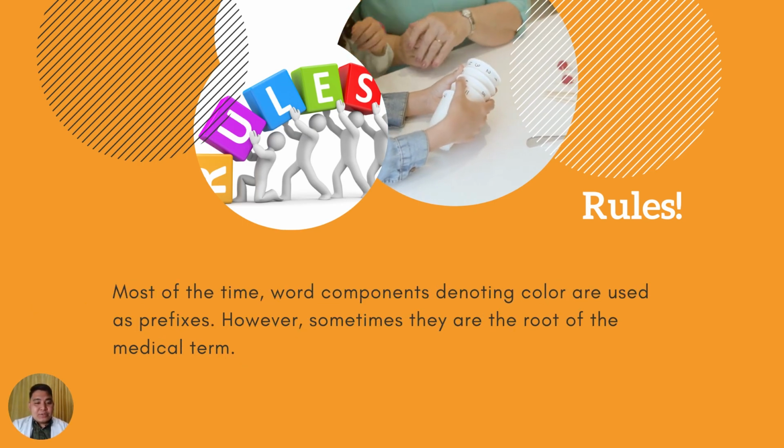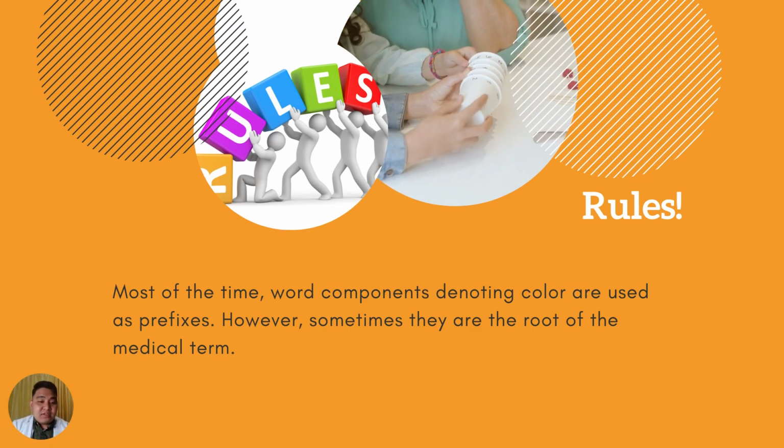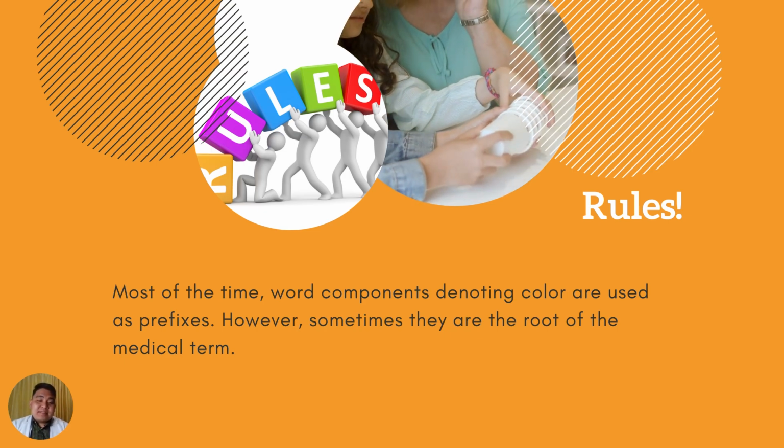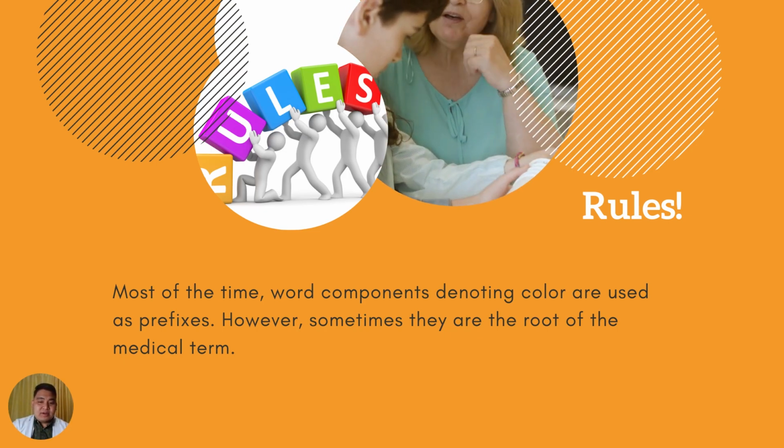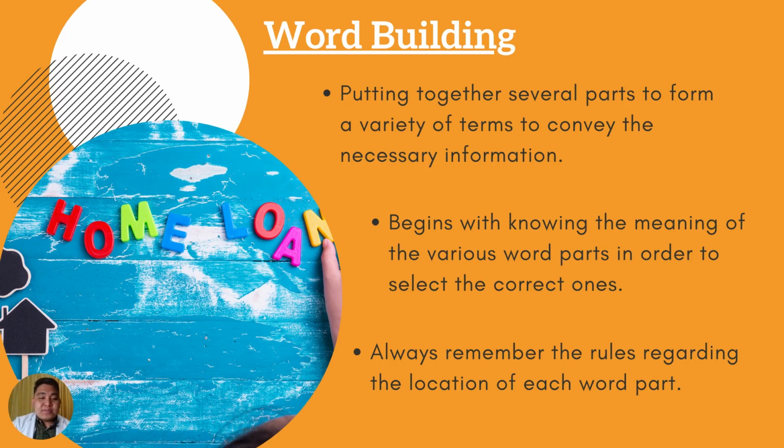Next, the last rule would be, most of the time, word components denoting color are used as prefixes. However, sometimes they are the root of the medical term. So how are we going to build the word? We will be using a word building process. The word building process is defined as putting together several parts to form a variety of terms to convey the necessary information. This begins with knowing the meaning of the various word parts in order to select the correct ones. And always remember the rules regarding the location of each of the word parts.